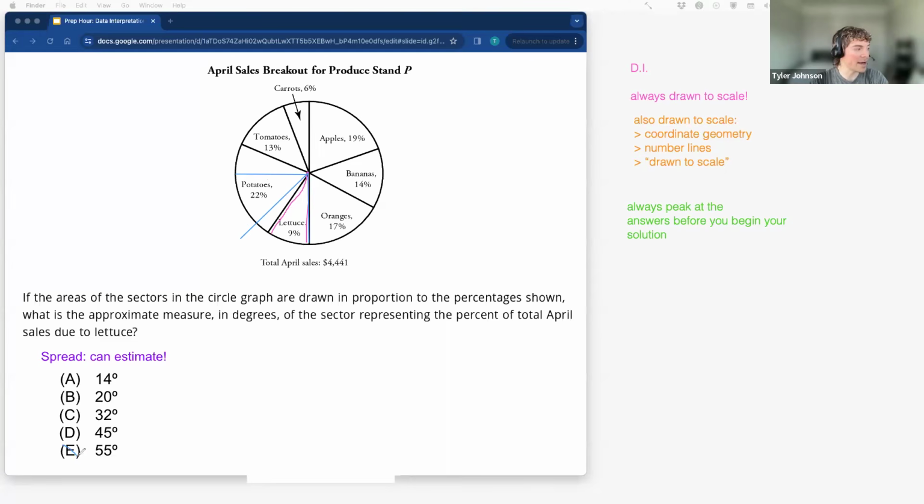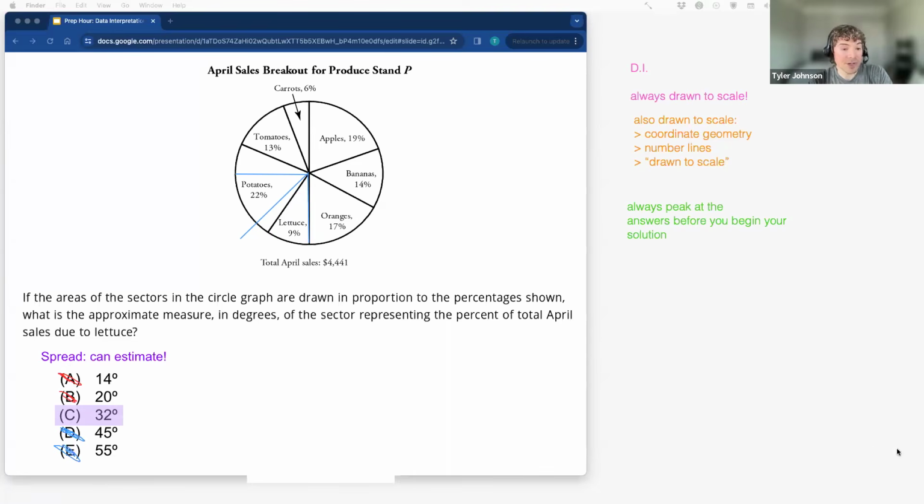So off the bat, I know choice D, choice E, those are too big. And looking at what remains, 14, 20, and 32, this angle is not going to get so small as to be 14 or 20. I can just kind of eyeball it and tell that lettuce wedge up there, it's around 30 degrees. So without doing any math at all, I can just sort of logic my way to the answer.